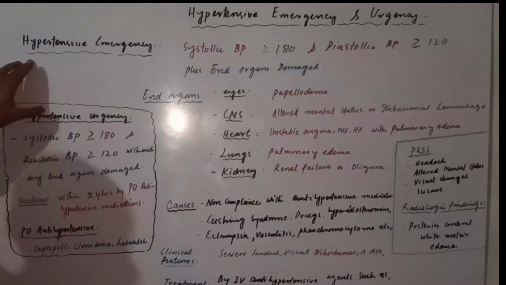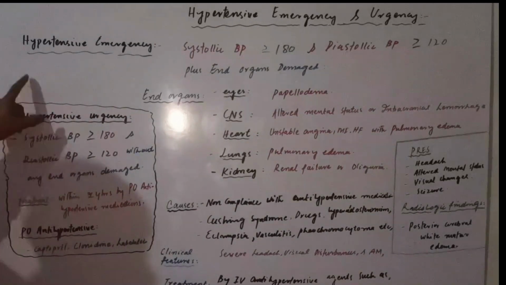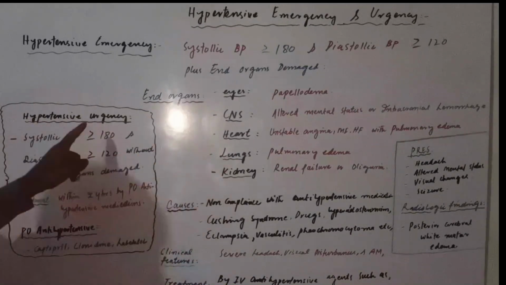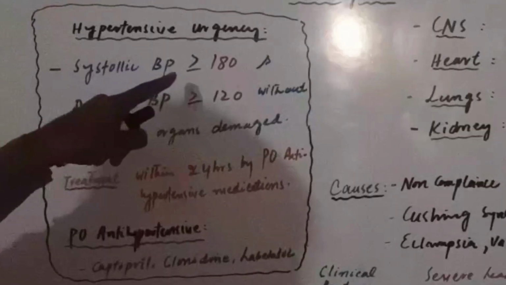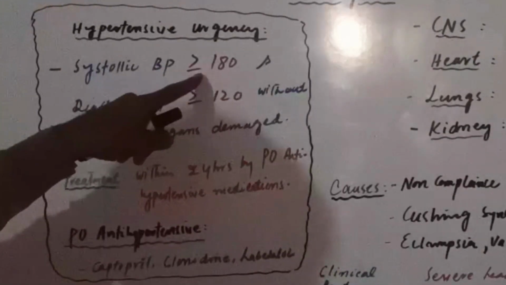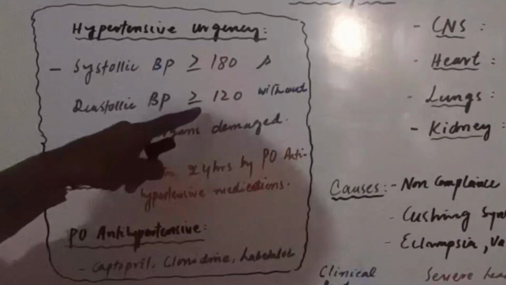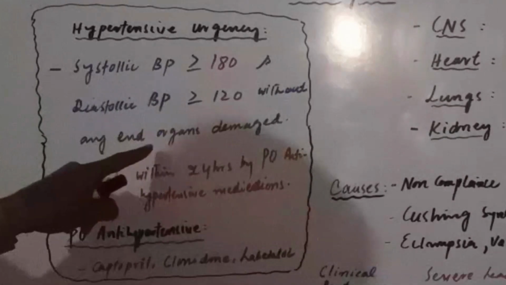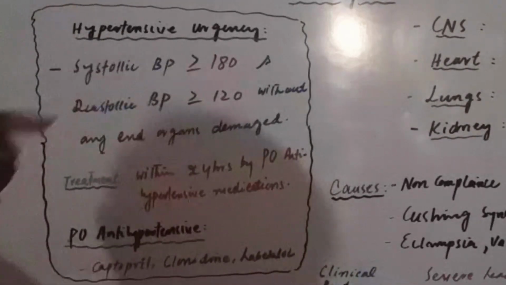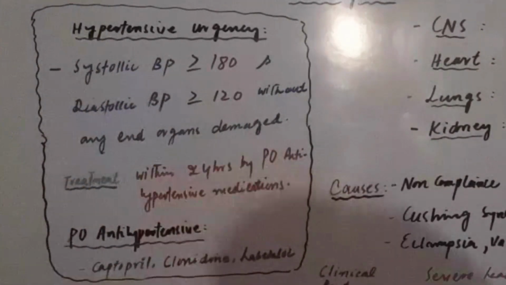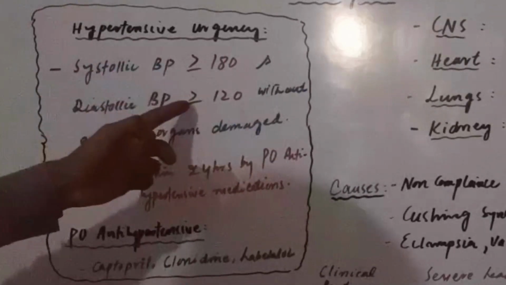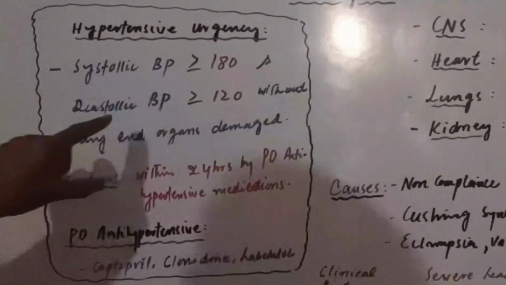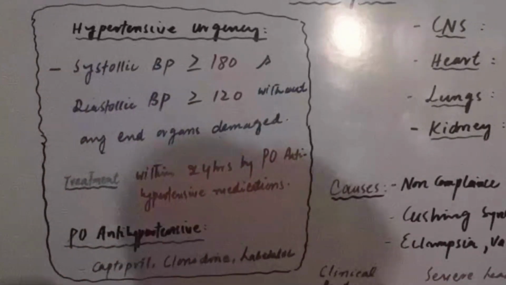And the hypertensive urgency and hypertensive emergency are the same thing, but the end-organs are not damaged in the hypertensive urgency. Systolic BP equal to or greater than 180 and diastolic BP equal to or greater than 120 without end-organ damage. This condition is called a hypertensive urgency. So in the hypertensive urgency and emergency, the blood pressure elevation is the same, but the end-organ damage is not there in the hypertensive urgency.